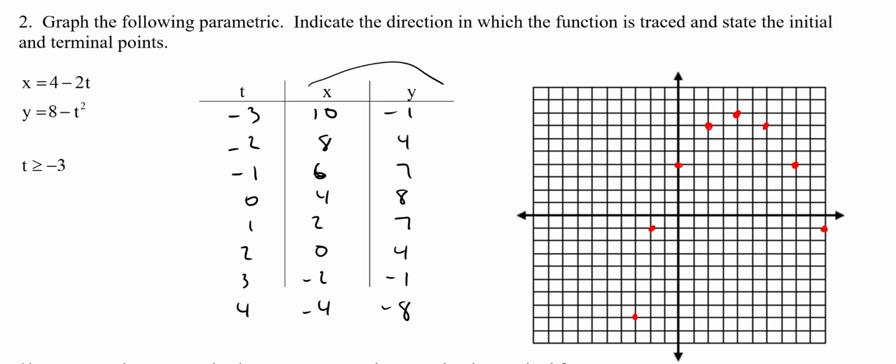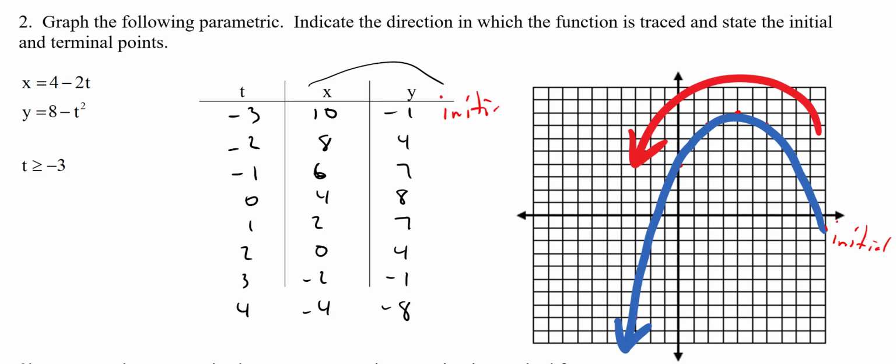So the graph starts here. And this one needs an arrow because it does keep going. Okay, so indicate your direction. Your direction is this way, right? And if you want to, again, label this as your initial point. Initial, and it has no terminal point. You guys agree with that? Because, of course, it goes to infinity. It's greater than or equal to -3. Okay, so that's what a parametric graph is.